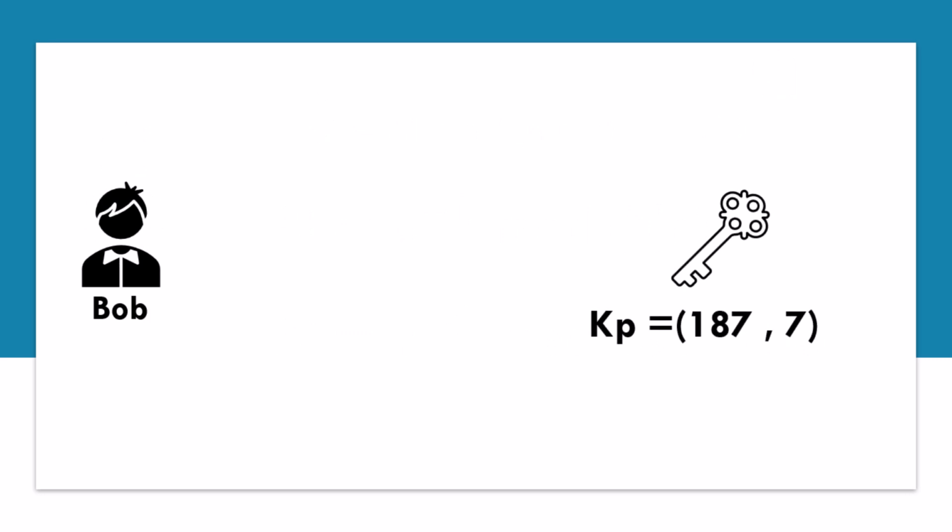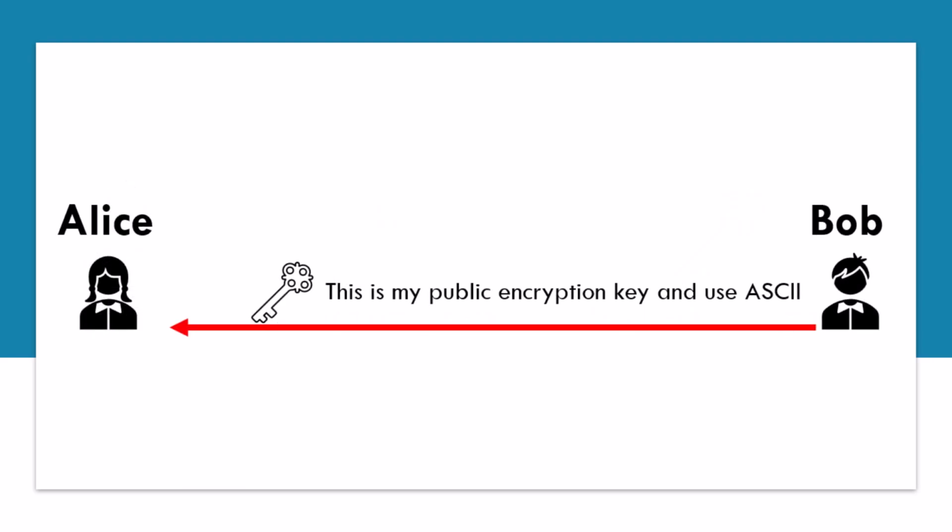The public key is composed of N and E, and the private key is composed of N and D. So, the public key is 187 and 7 and the private key is 187 and 23. Bob gives the public key to Alice and says to use ASCII for converting your message to numbers.